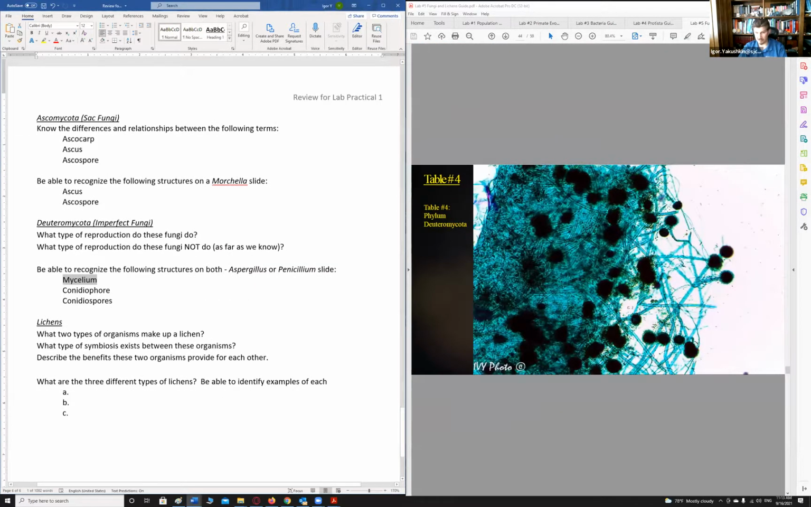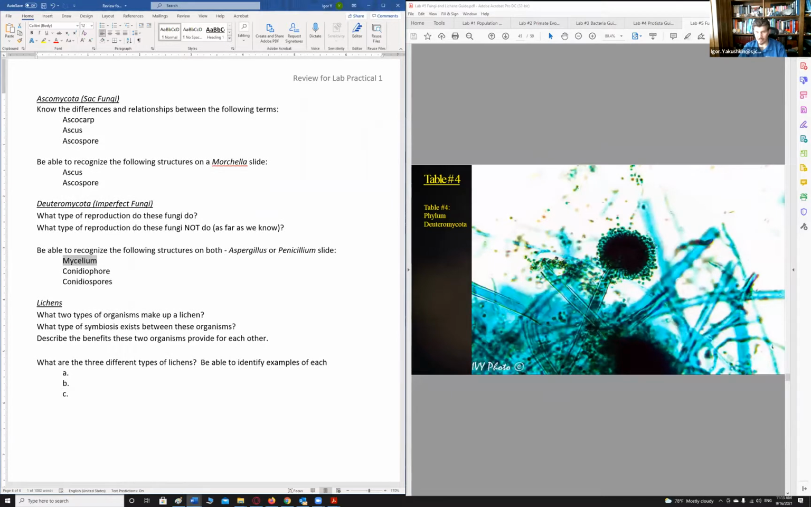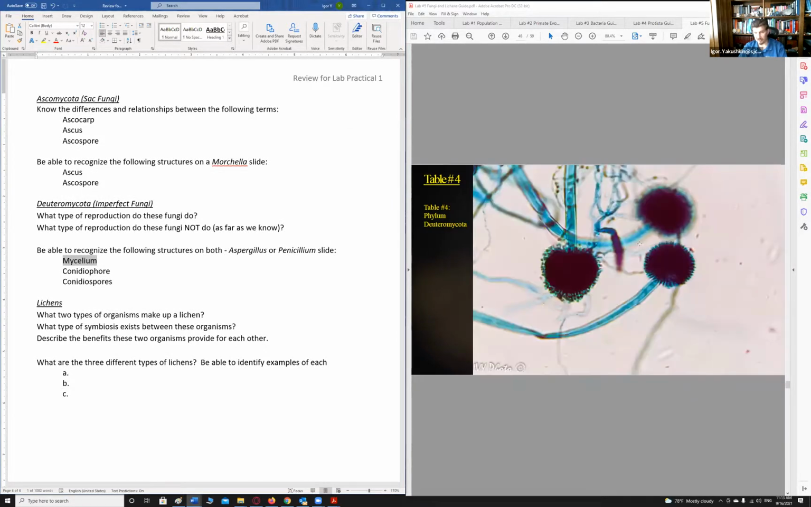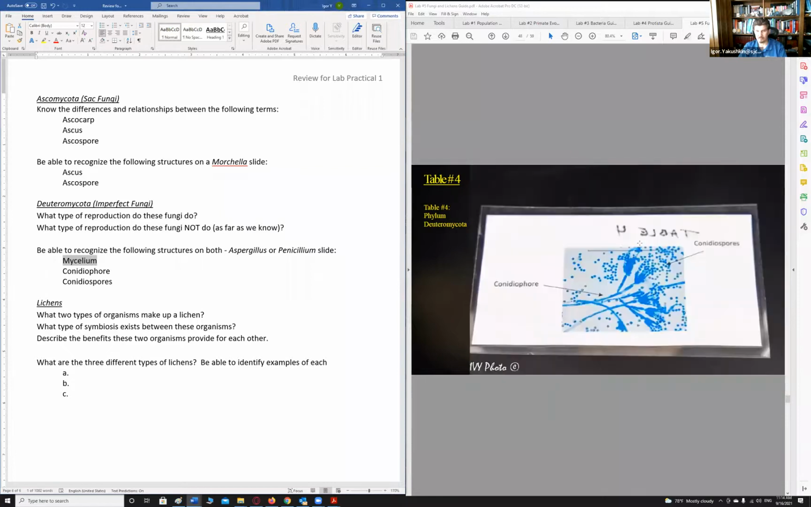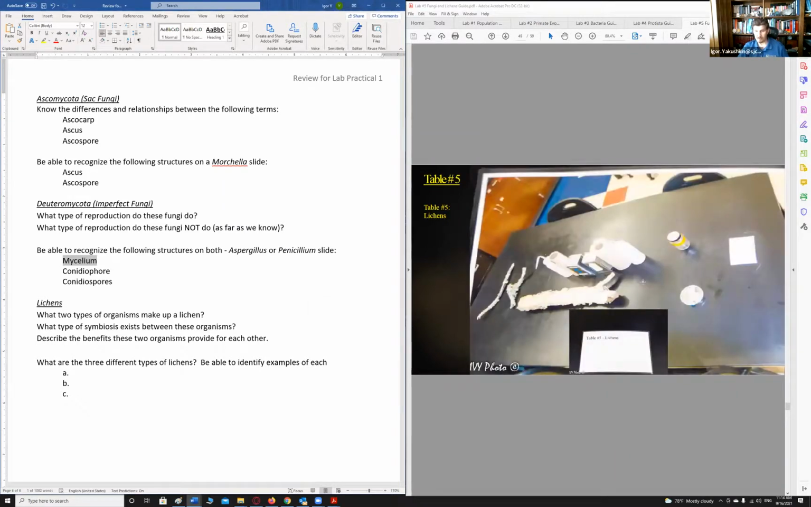Yeah, you can see that. Conidiophore with the conidiospores coming out again. I took the picture of the penicillin last time I was in the lab, but I will not put it in this lab practical.